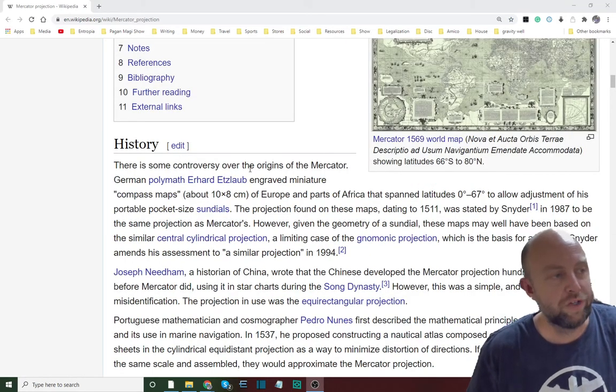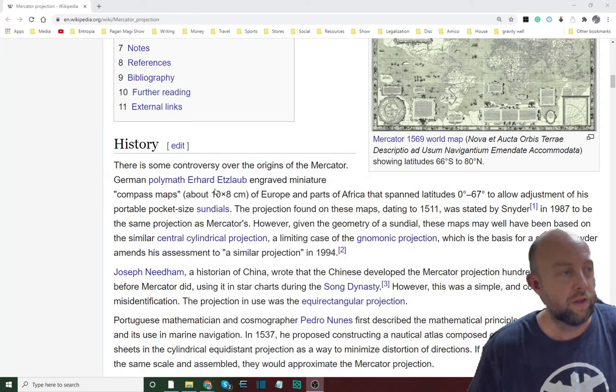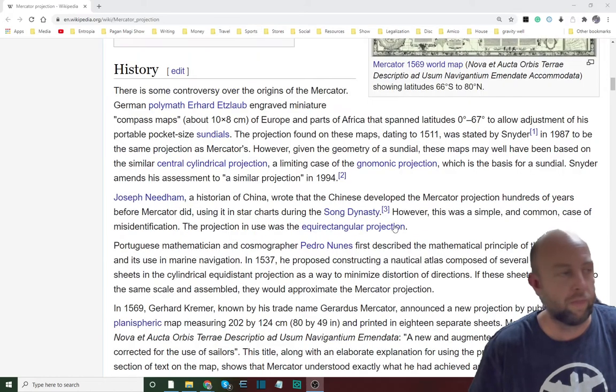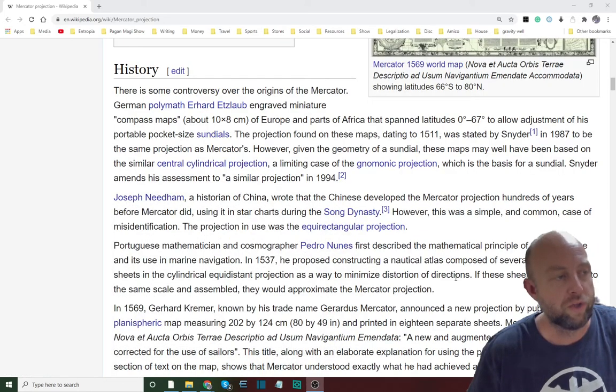Now, there is some controversy over the origins of the Mercator. German polymath Erhard Etzlaub engraved miniature compass maps of Europe and parts of Africa that span latitudes to allow adjustment of his portable size sundials. Joseph Needham, a historian of China, wrote that the Chinese developed the Mercator projections hundreds of years before Mercator did, using it in star charts during the Song dynasty. However, this was simply a common case of misidentification.